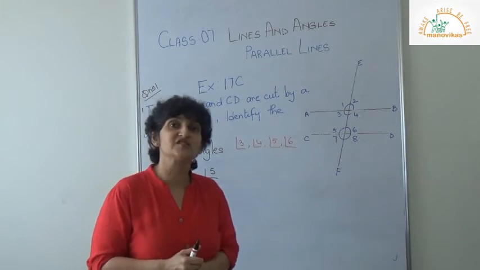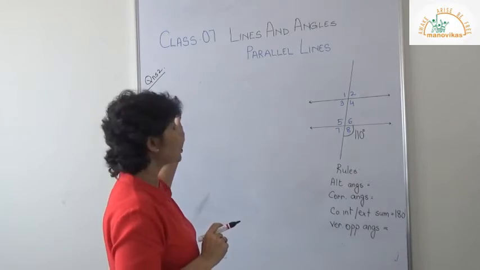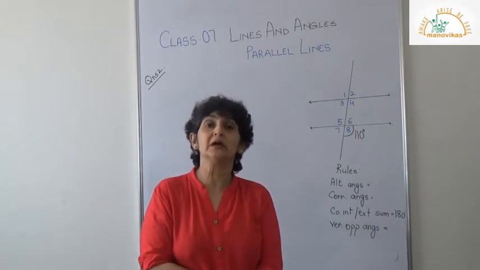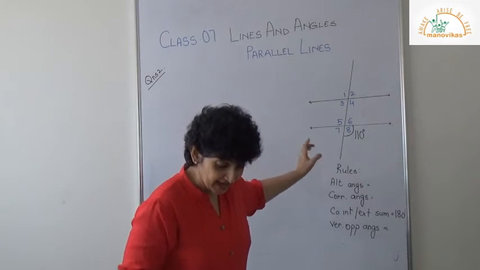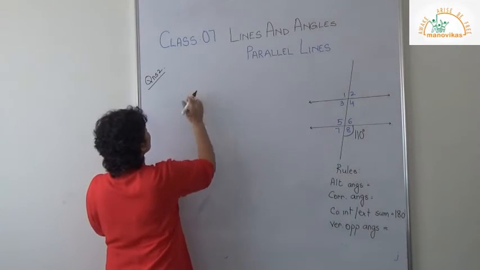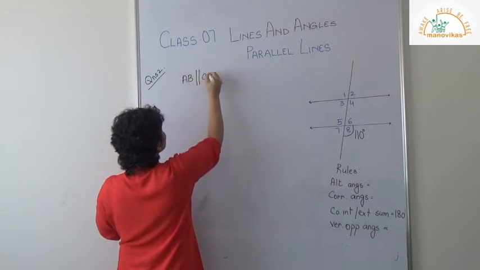Now let's move on to question 2. Alright, exercise 17C, question 2. Children, I have not written the question. I will read it for you. Please keep your books in front of you. In the given figure, AB is parallel to CD. It is given to us that AB is parallel to CD.